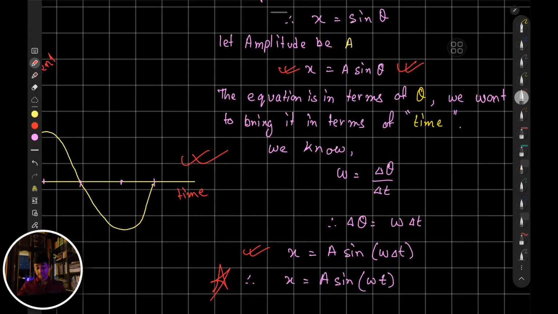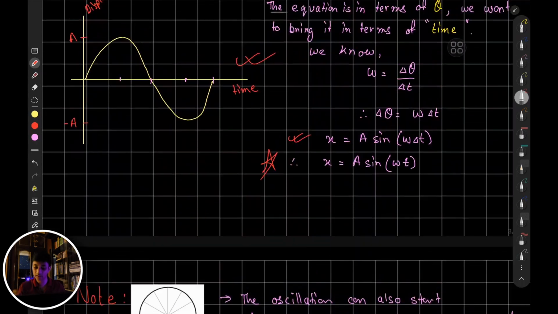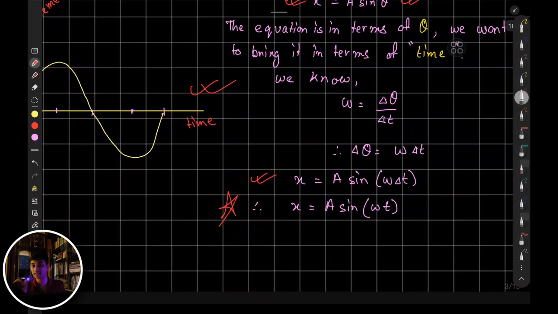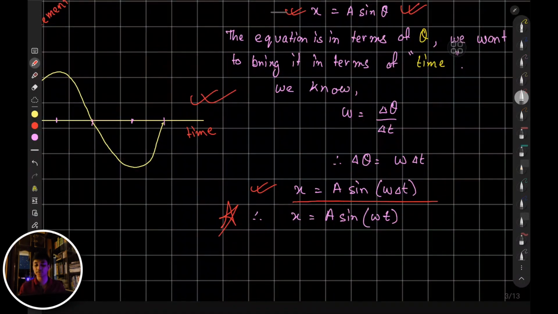Now, since this equation is in terms of theta, we want to bring it in terms of time. We know omega, if you go back to circular motion, omega is given by del theta by del t, change in angle by change in time. If you make theta the subject, you get omega into del t, and you plug this entire thing into theta. What do you get? You get x is equal to a sine omega del t.